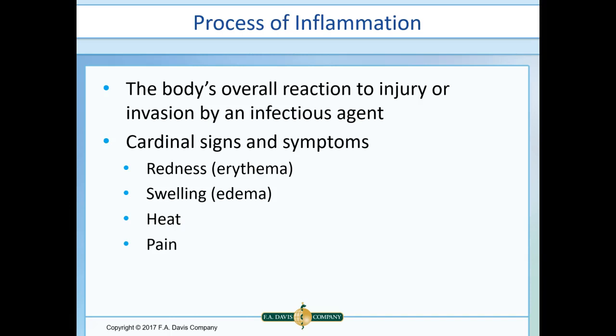So with the process of inflammation, sorry, the body's overall reaction to injury or invasion by an infectious agent, will cause these things to happen. It's going to cause redness, which we refer to as erythema. It's going to cause swelling or edema. It's going to cause heat to the area and even some pain. Okay, if you've ever had some type of an infection in a wound or a cut where it starts to turn red and swollen and it hurts, there's heat there, that would be inflammation.